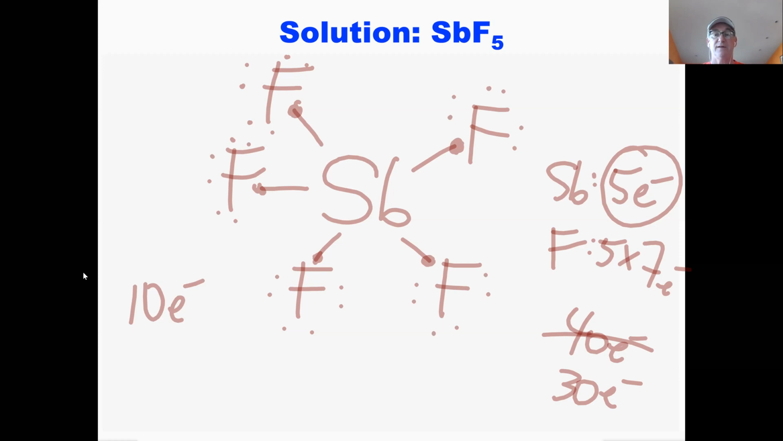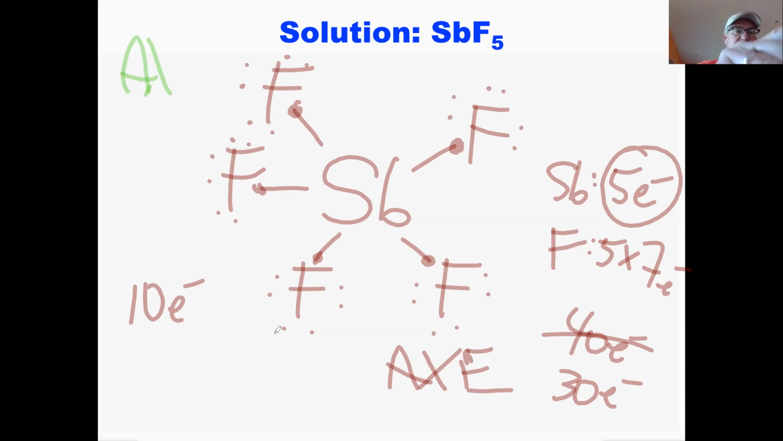Everybody's fine. So now we'll use the Axe body spray model and figure out what shape this is going to be. So our central atom is antimony. How many electron groups does it have around the outside? 5. It's got 5. So we've got A, X, 5. And then how many lone pairs are on antimony? None. So it's just AX5.